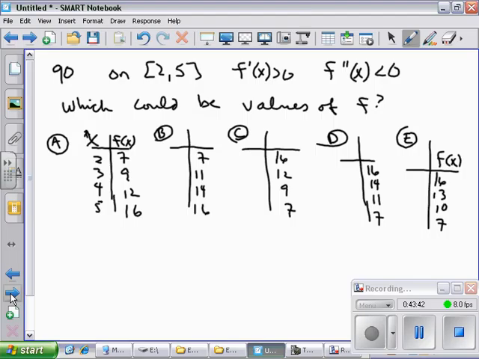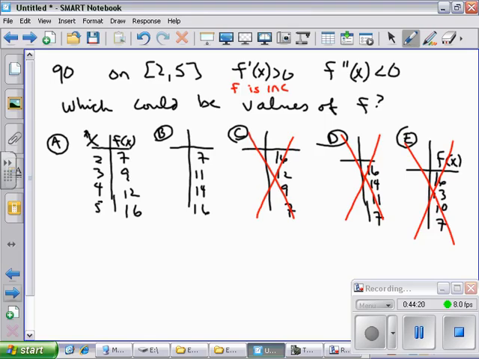Okay, 90. They tell us you got this function on the closed interval from 2 to 5 where the first derivative is positive and the second derivative is negative. First derivative is positive. What can you tell me about the function? It's increasing. So f is increasing. That we know just from this. So can we get rid of any of these choices if f has to be increasing? C's gone because see how the y's are decreasing?